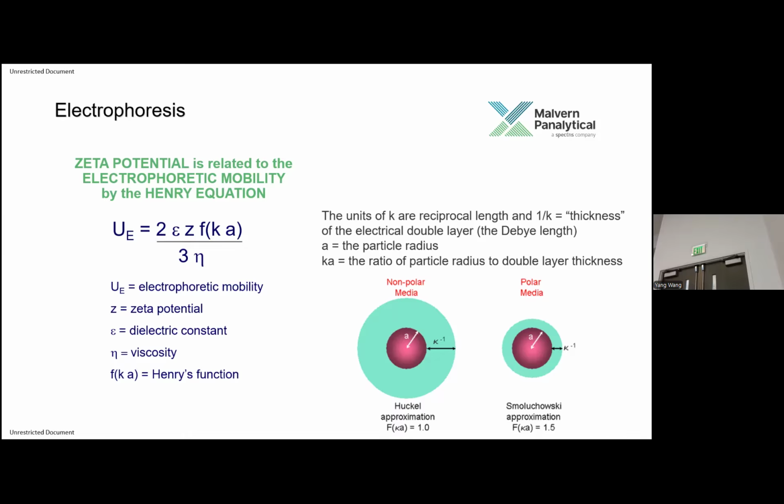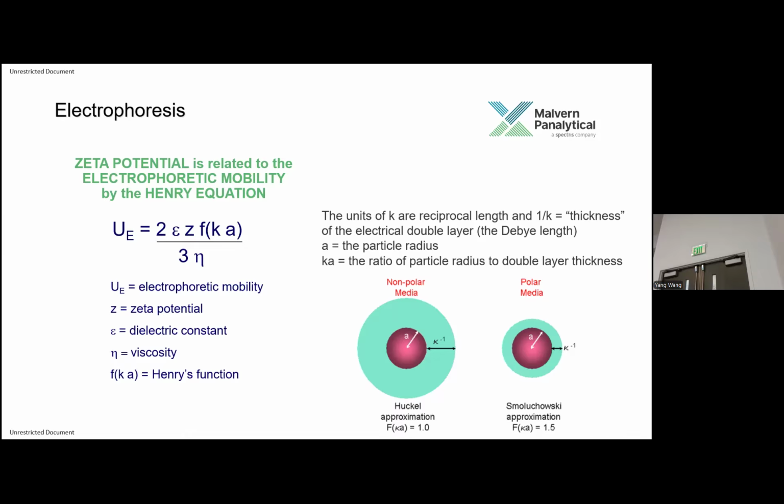And ultimately what the Henry's function dictates is a way of looking at the polarity of your media, right? And the polarity of media affects something called the electrical double layer around your particles. So if you have polar media, water and so forth, you're going to have a more compressed, thinner electrical double layer. And you're going to use something called the Smoluchowski approximation. And then if you're going to use more organic solvents or non-polar media, that electrical double layer is going to expand out a bit more. And so you're going to use something called the Hückel approximation.